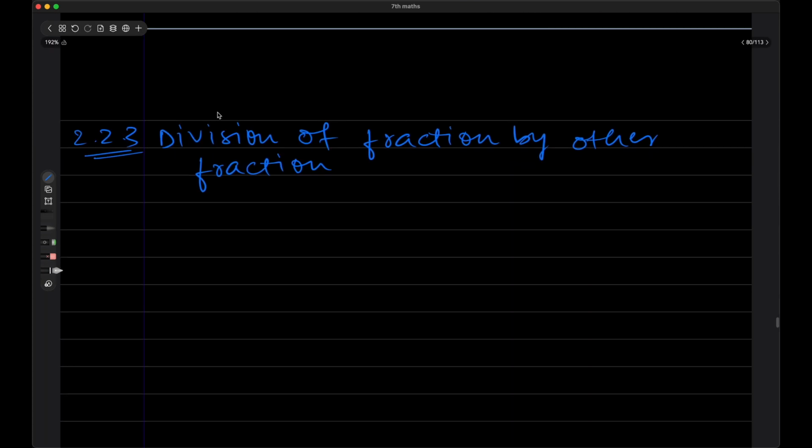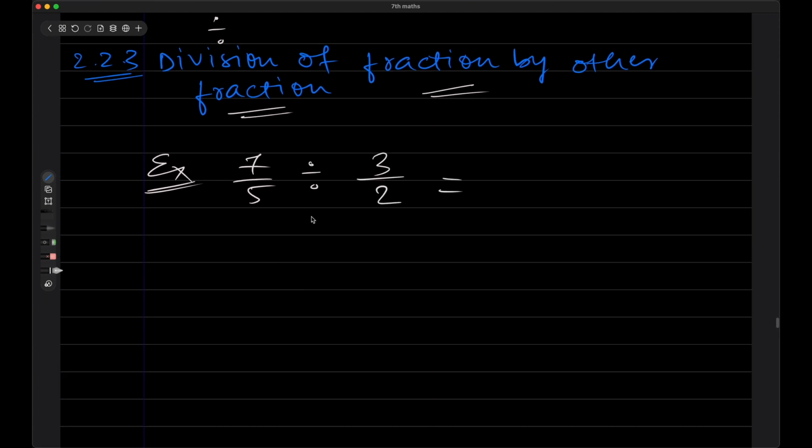Now division of fraction by other fraction. Let us take the example, that is 7 divided by 5 divided by 3 divided by 2. Starting from the division sign, write left side above the division sign, that is 7 divided by 5. Right side below the division sign, that is 3 divided by 2.